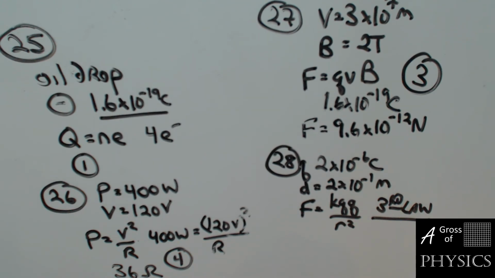So now it's 9E9 times 2E negative 6 times 2E negative 6, and then we divide that by 2E negative 1 squared. And we have a force of 0.9 newtons, which is choice 2.